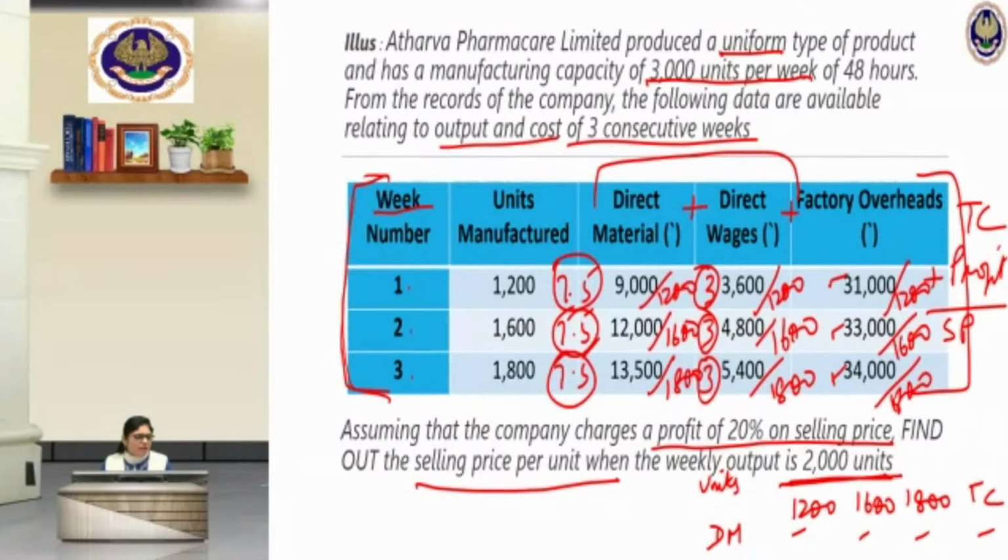All right. Now, let us say, are they variable? Can I have answer for factory overheads? For direct wages, direct labor, it's coming 3 for all the 3 weeks. So direct material is variable. Direct wages is also variable. Let us find out about factory overhead. Calculate the factory overhead per unit also.